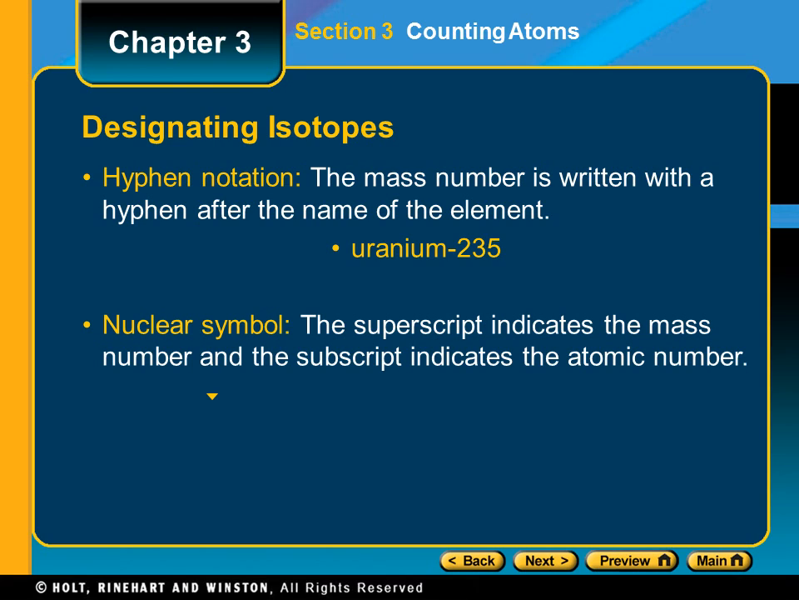The nuclear symbol. The superscript indicates the mass number and the subscript indicates the atomic number. So when you're looking at a nuclear symbol, the superscript indicates the mass number and the subscript indicates the atomic number. That's going to look like this, okay? So you've got 235 as the superscript, and that's the mass number. 92 is the subscript, and that's the atomic number.